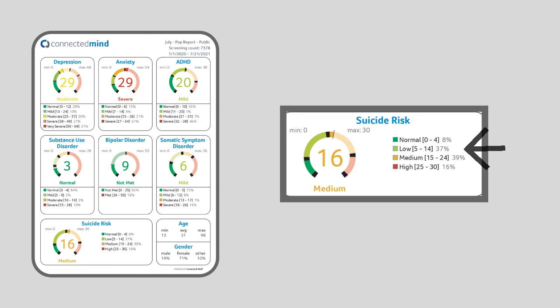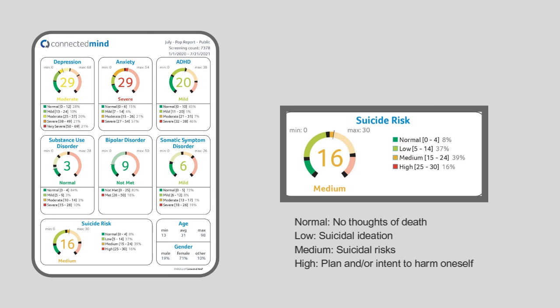The suicide risk levels are as follows: normal for no thoughts of death, low for suicidal ideation, medium for suicidal risks, and high for plan and/or intent to harm oneself.